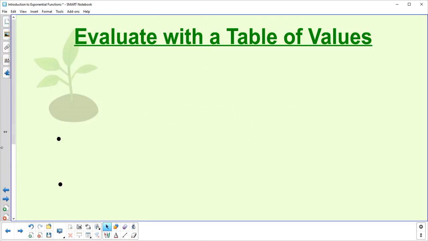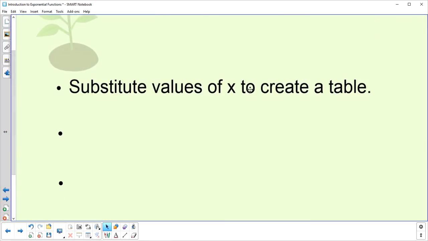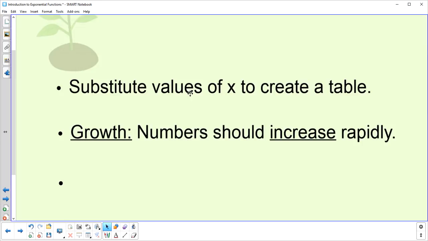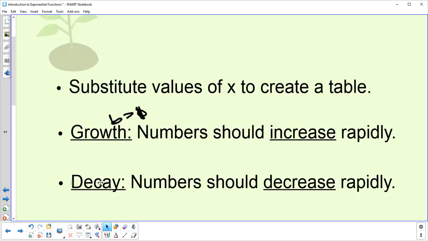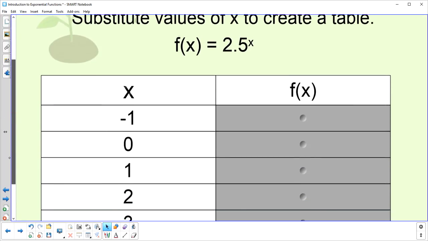Evaluating when we have a table of values, then we're going to have some example function, and what we're going to do is just take our x to create a table. So you're going to choose values of x. You may not be given them, you may be given them. Either way, you're going to create the table using your values of x, plug them in, and if it is a growth equation, again meaning b is greater than 1, the numbers should increase rapidly. If it is a decay equation, meaning b is in between 0 and 1, then the numbers should decrease rapidly.